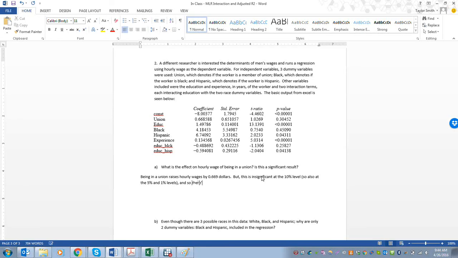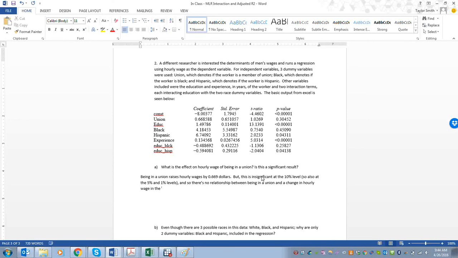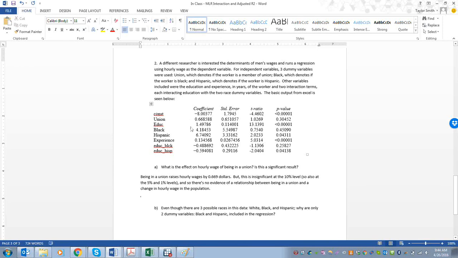And so there's no relationship between being in a union and a change in hourly wage in the population. And I guess I should say there's no evidence of a relationship between being in a union and a change in your hourly wage in the population. Okay, so in the sample there was, but it doesn't look like in the population that there's evidence for a relationship there.